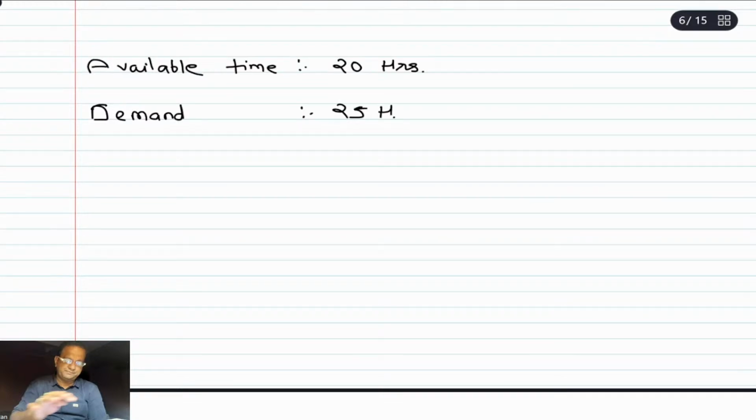The available time for revision with you is, suppose, 20 hours, while the demand is 25 hours. If you are having 25 hours for revision, you can say to yourself that yes, I have revised the syllabus completely, so I feel very confident while attempting the paper. But the issue is you require 25 hours of revision time, but you are short of time. You are having only 20 hours of available time.